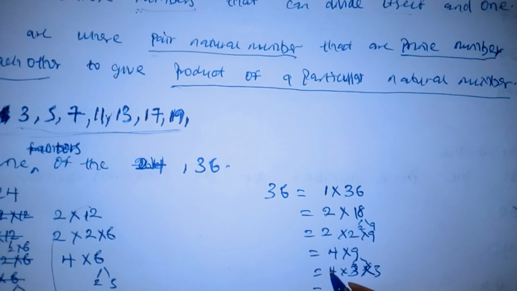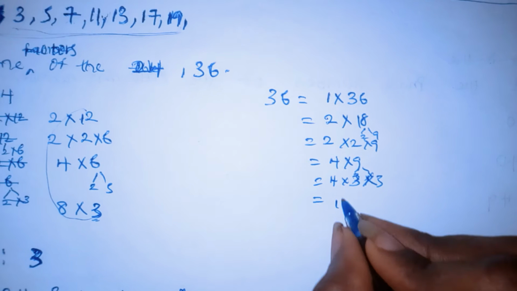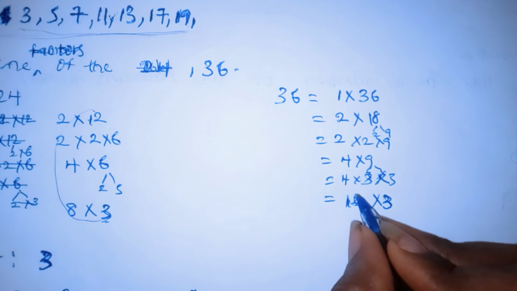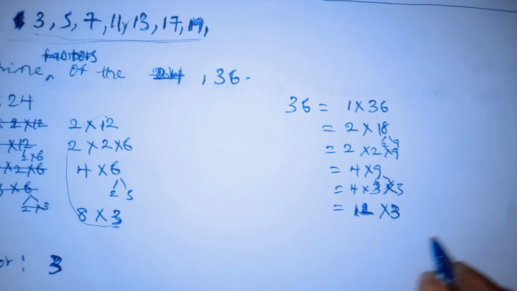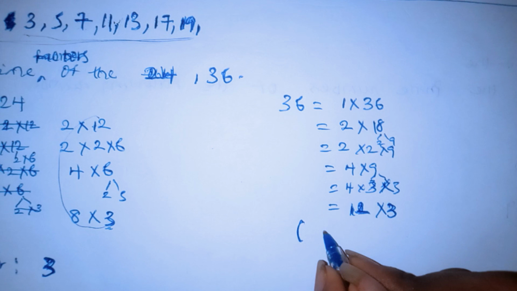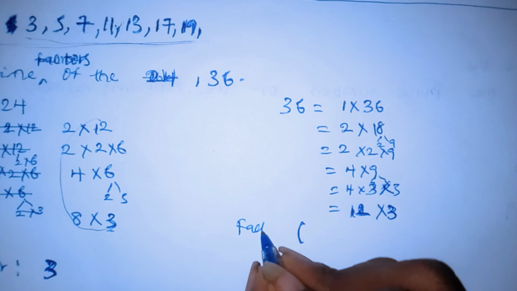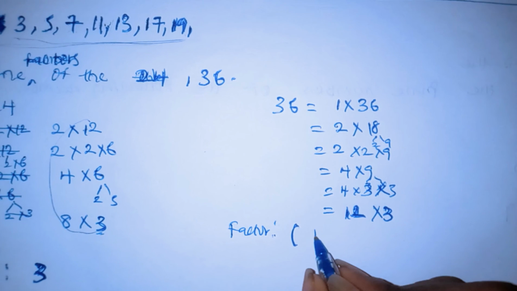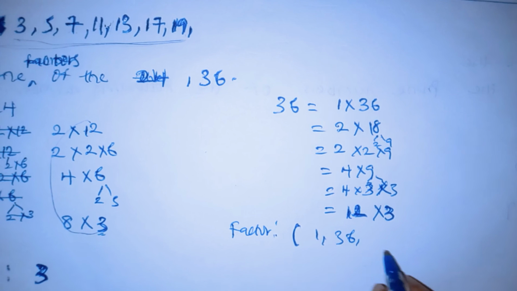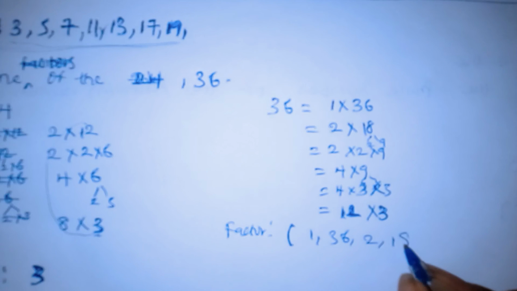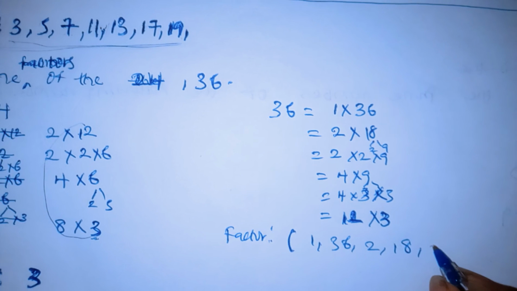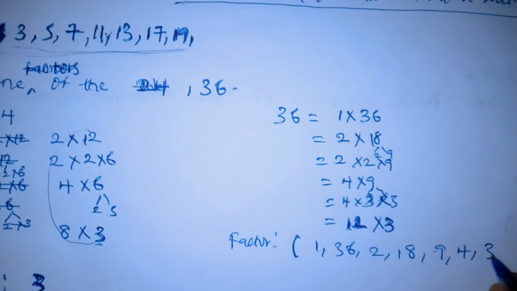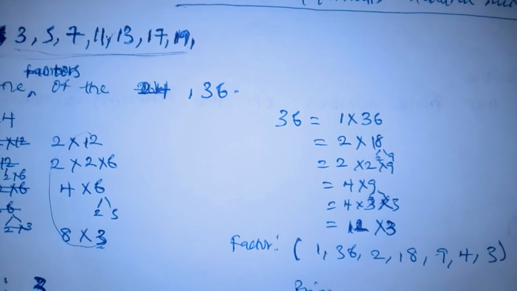This is going to be what? It is going to be 12 by 3. The camera is not capturing everything. Yes, sorry, it's going to be 3 by 3. So the factors are 1, 36, 2, 18, 9, 4, and 3.